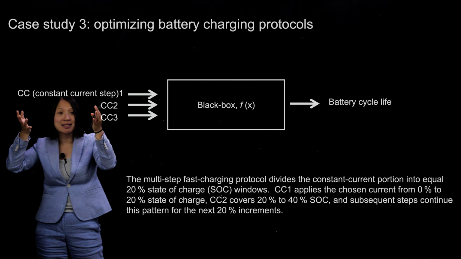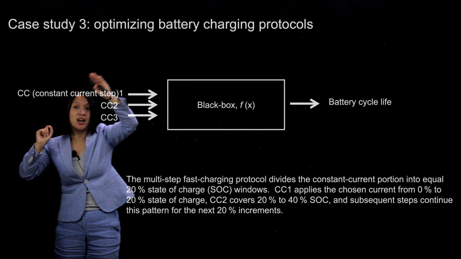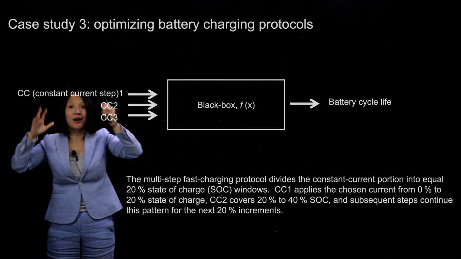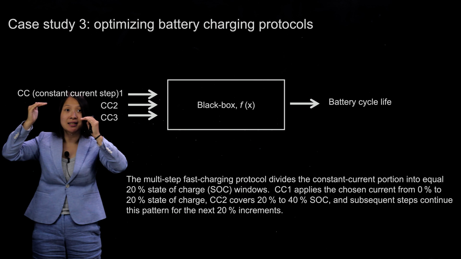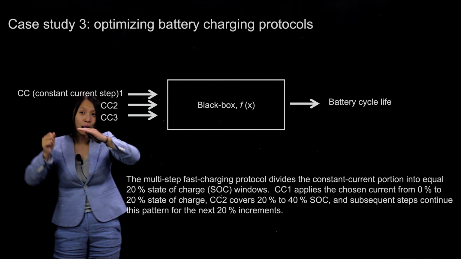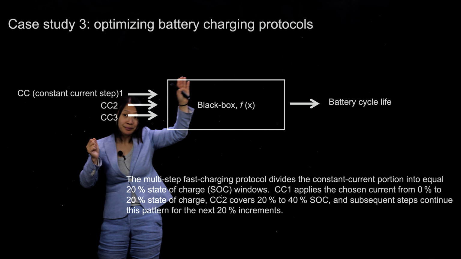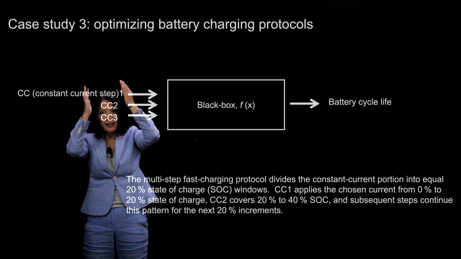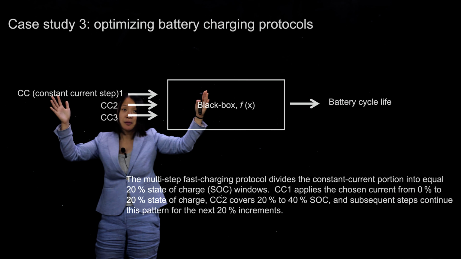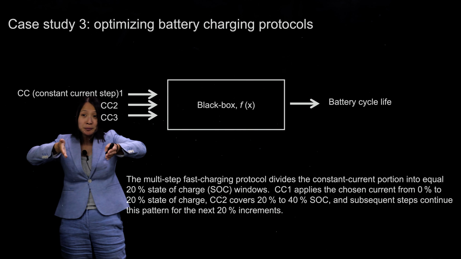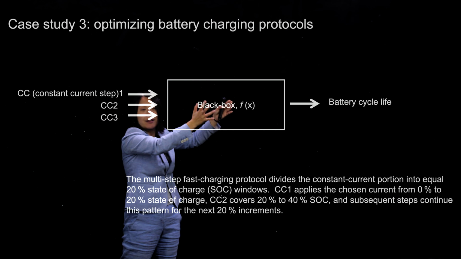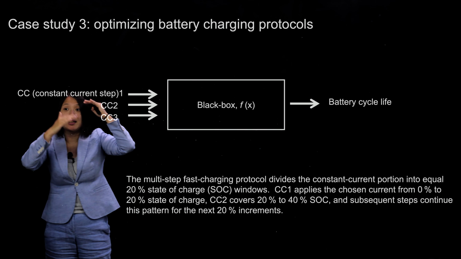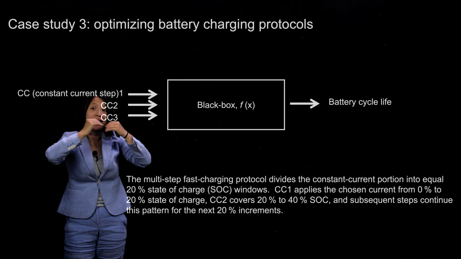The input in this case is how do we charge a battery. So we have CC1, 2, 3. These are individual constant current steps. So when we charge our battery, as the battery gets charged, we divide this charging process into the initial constant current step followed by several sequential steps. And each of these parameters can be tuned.